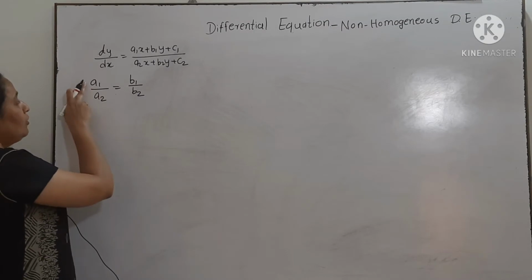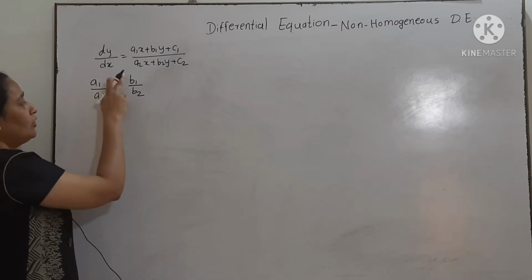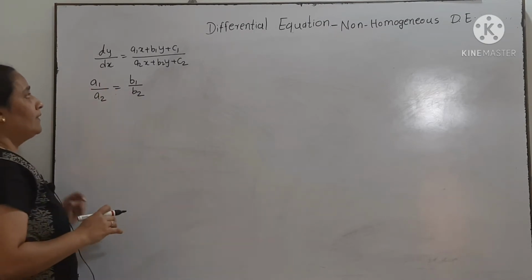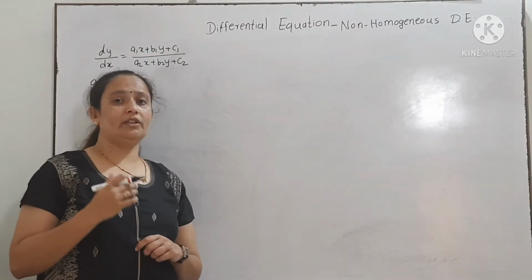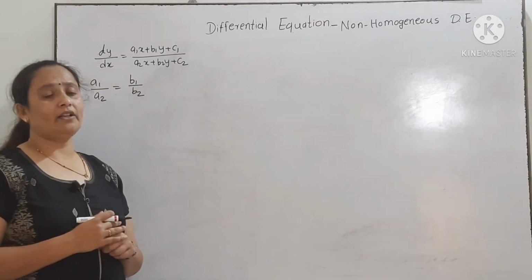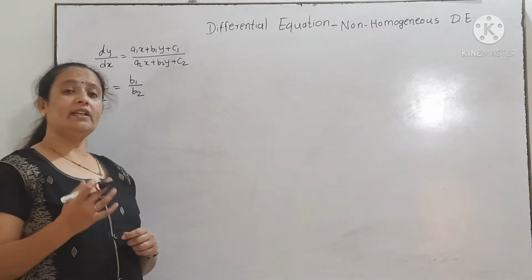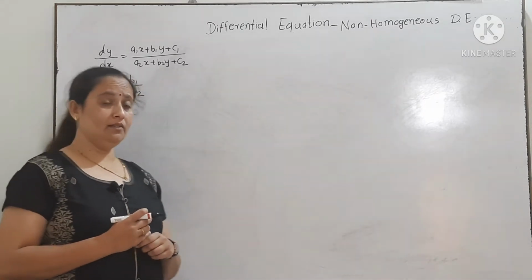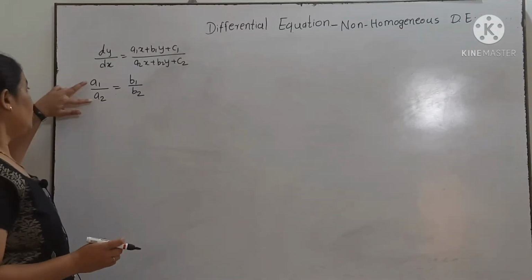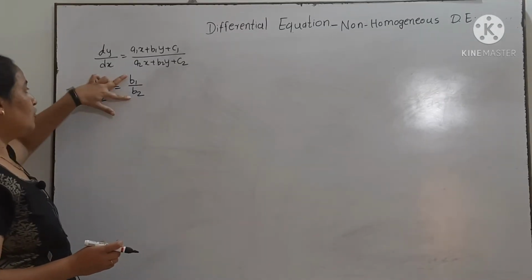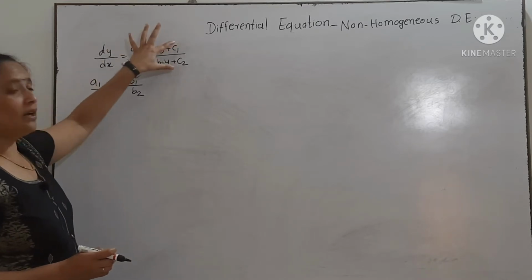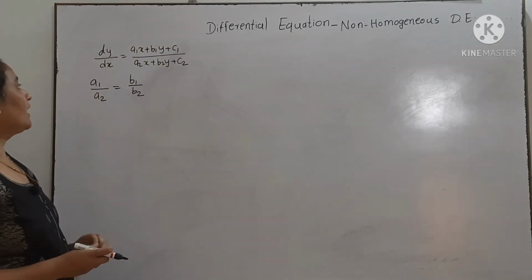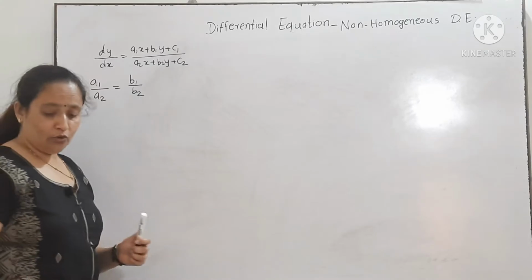And in this, if you have a1 upon a2 equal to b1 upon b2, then there is some common factor in numerator and denominator. You have to put that common factor equal to u. That equation reduces to variable separable form. If you have a1 upon a2 equal to b1 upon b2, then there is some common factor in numerator and denominator. You have to put that common factor equal to u.